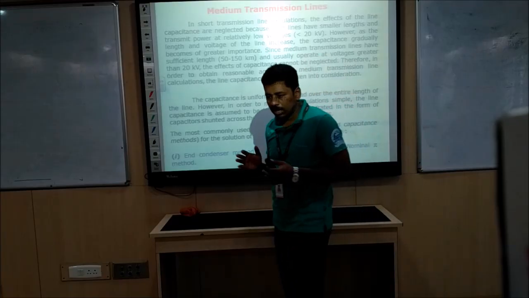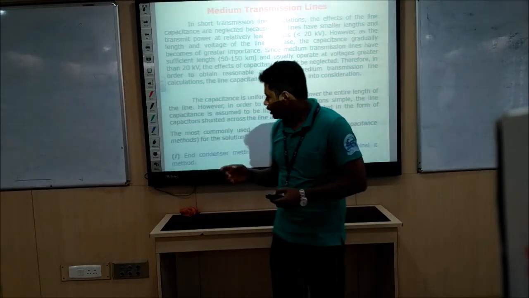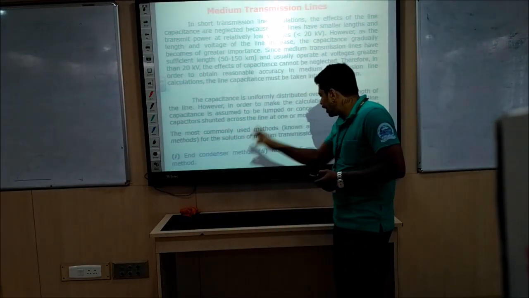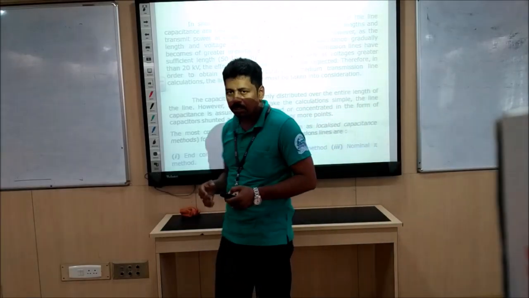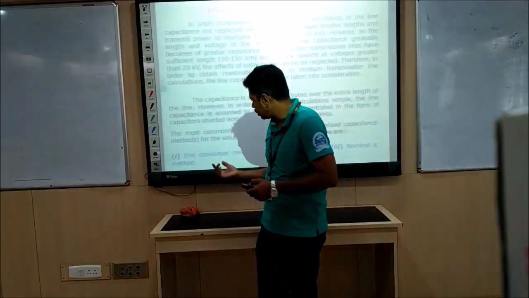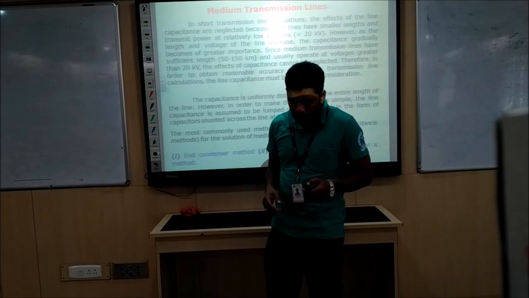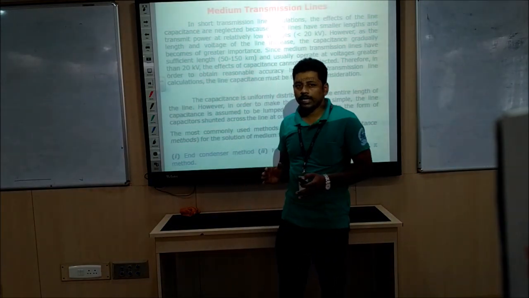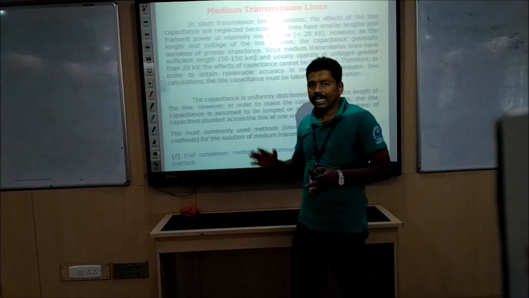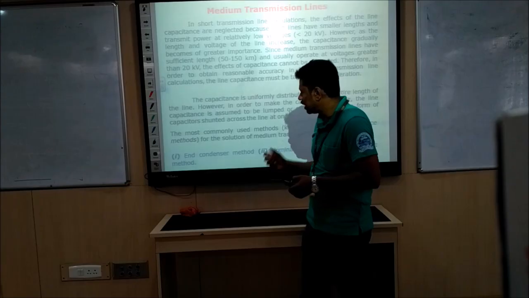In the medium transmission line itself, there are three possible models available in the literature. They are the end condenser method, nominal T method, and nominal pi method. These are the three methods which we have. Why is it the end condenser method? The entire capacitance is considered at the end of the transmission line, or otherwise the receiving end of the transmission line. That is why it is called the end condenser method.